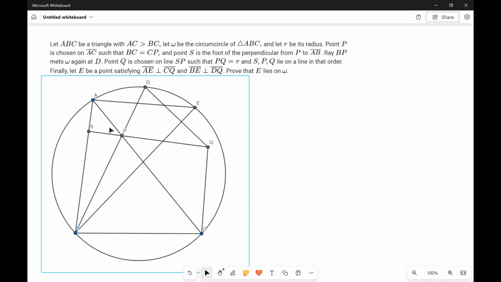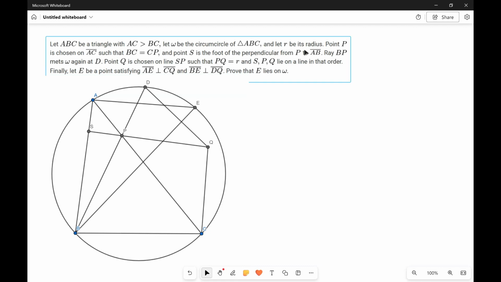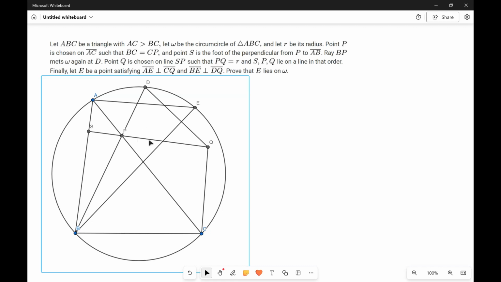Point Q is chosen on line SP such that PQ is R, the circumradius, and S, P, and Q lie on the line in that order. Finally, let E be a point satisfying AE is perpendicular to CQ, and BE is perpendicular to DQ. Prove that E lies on omega, the circumcircle of ABC.